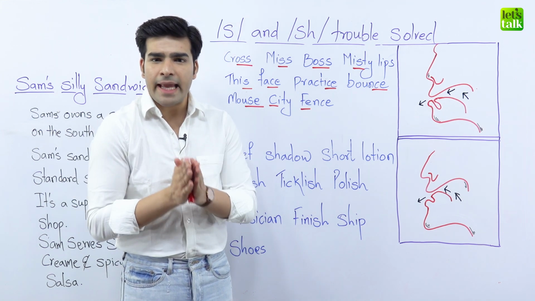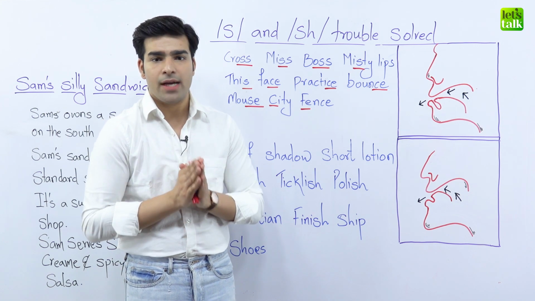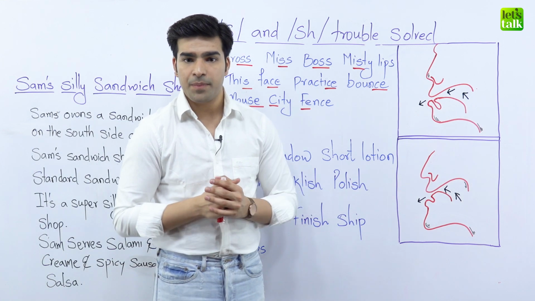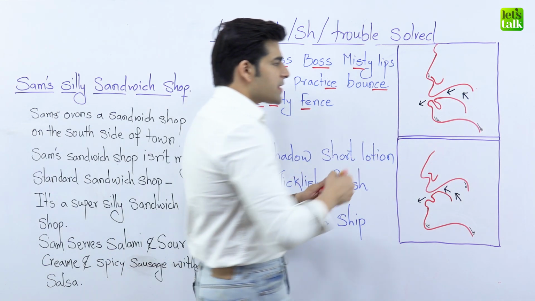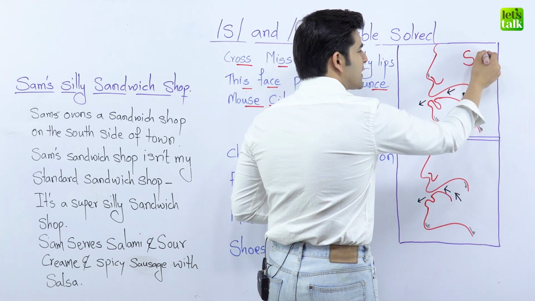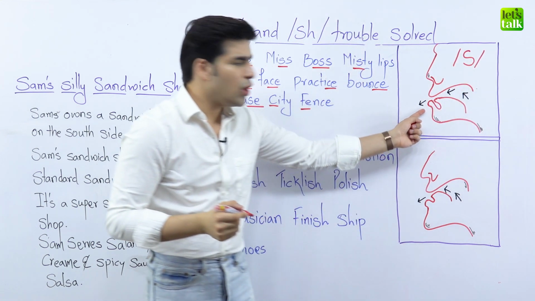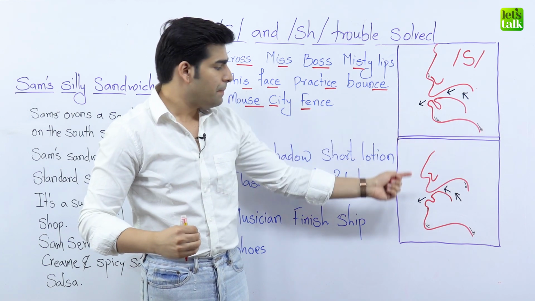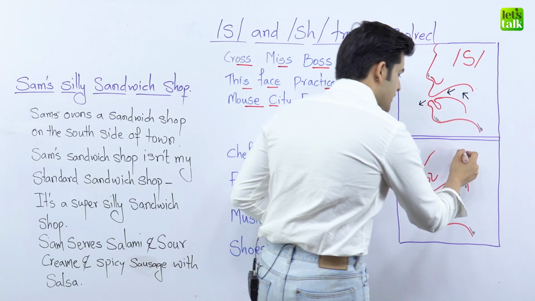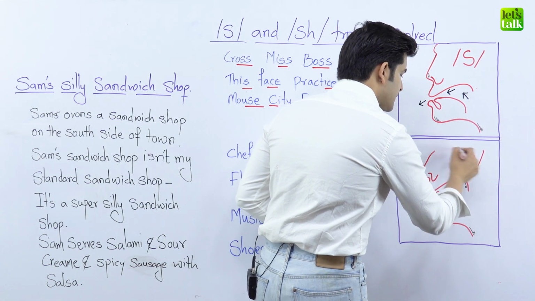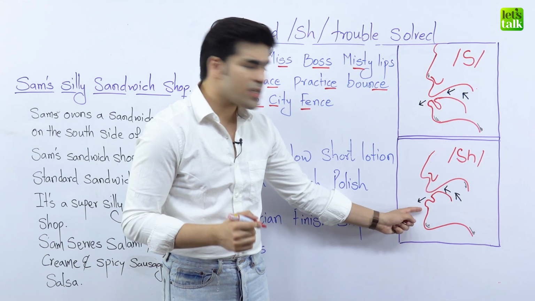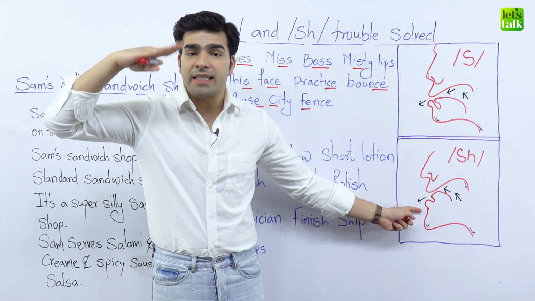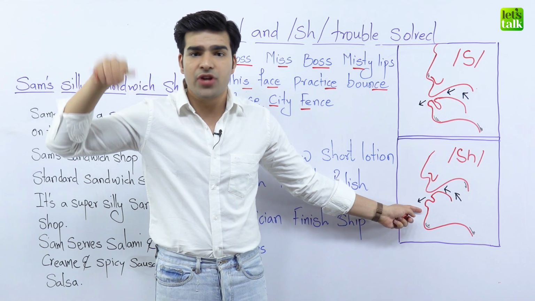Let's now move to the second part of this lesson, the second sound, which is the sh sound. Let's first look at the diagram. As you saw in the previous example, the s sound touches the lower area. The tongue touches the lower area of the mouth. But in the sh sound, which is here, the tongue is not touching anything. The tongue is actually in the mouth like this. It's in the air. It does not touch anywhere.